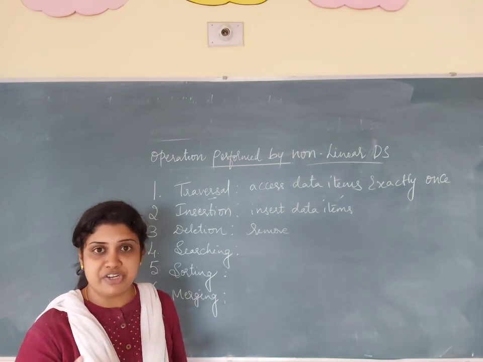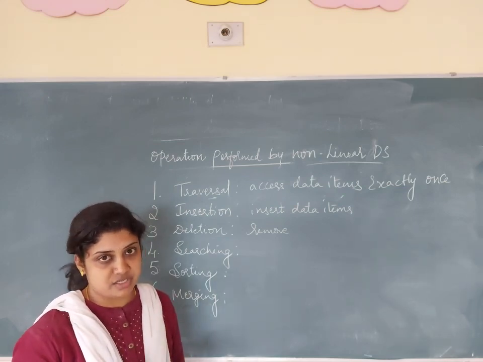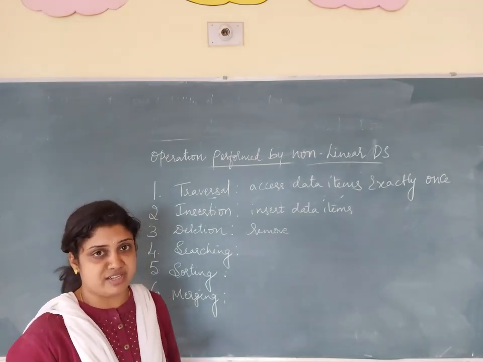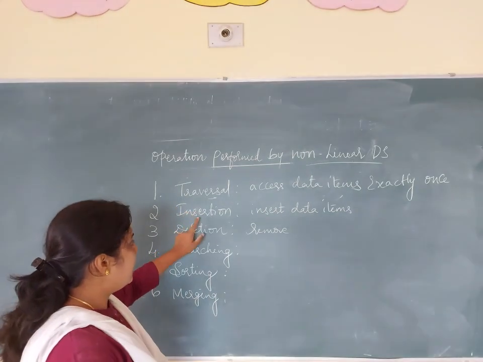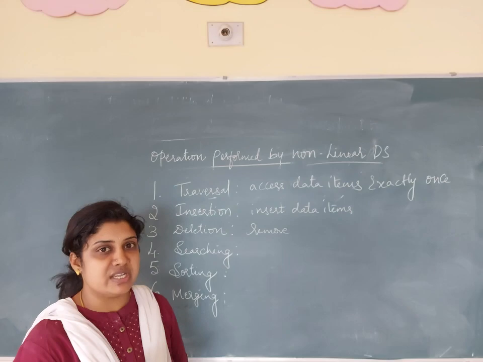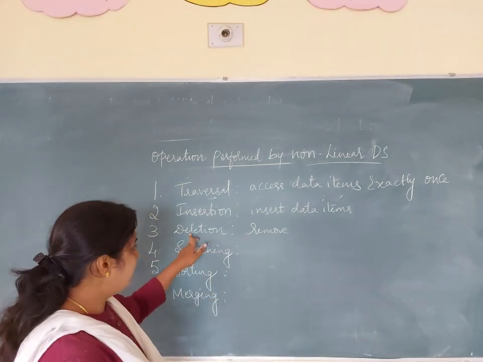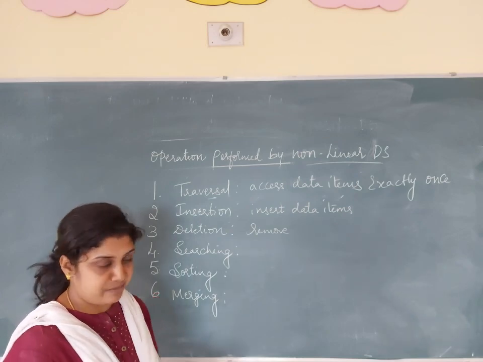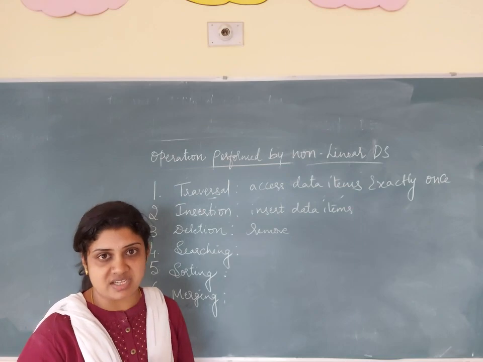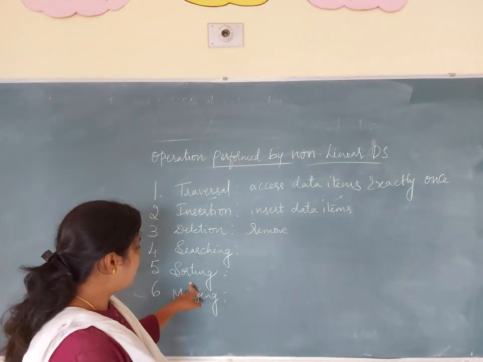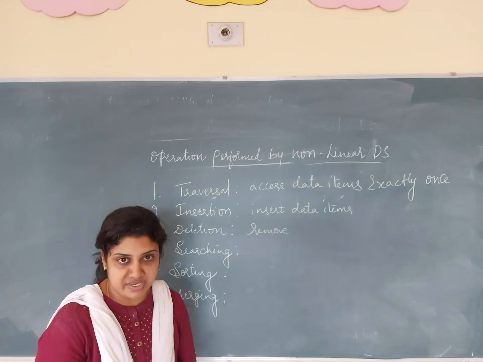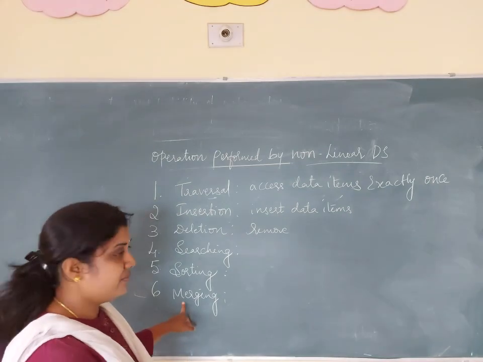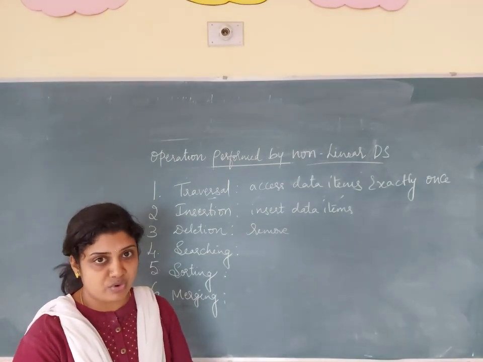The first one is traversal. Traversal means you are going to access each data element exactly one time. In the array example, if you didn't reach one data item, it will not become traversal. You have to access each and every data element at least one time. And insertion, you are going to insert a new data item into an array. Deletion, you are going to remove or delete the data item from an array. Searching, you are going to search an element from beginning to end of an array. Sorting means arranging the elements either in ascending or descending order. And merging, you are going to combine one or more data items.